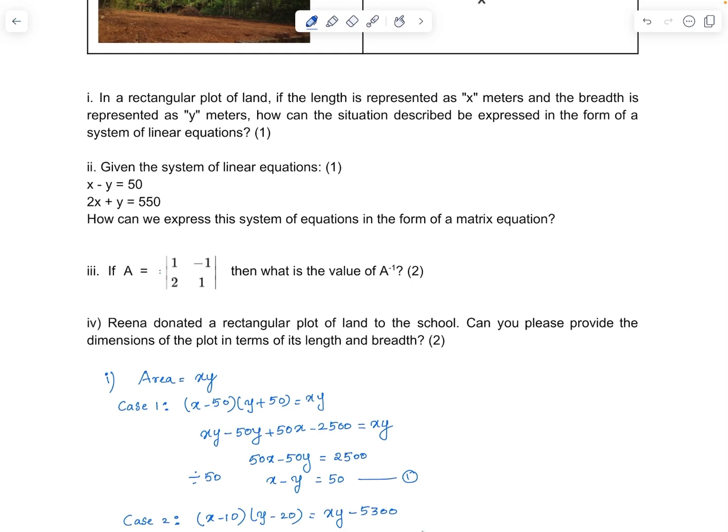Question 2. Given the system of linear equations, x minus y is equal to 50, 2x plus y is equal to 550, how can we express this system of equations in the form of a matrix equation? Matrix equation is AX equal to B form. According to the given equations, A is 1, minus 1 in the first row and 2 and 1 in the second row. Capital X is the matrix x and y. B is 50 in the first row and 550 in the second.